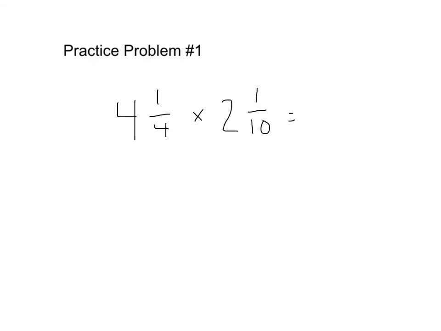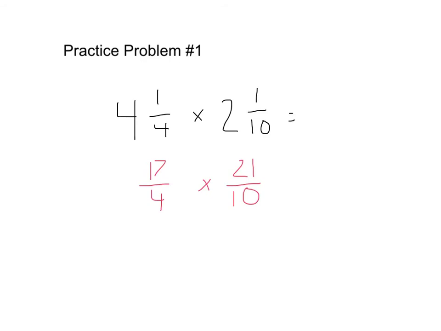Practice problems. Try this by yourself. First thing you need to do is change this into an improper fraction. 4 times 4 is 16, plus 1 is 17 over 4. Changing my 2 and 1/10 into an improper fraction, 10 times 2 is 20, plus 1 is 21. And 10 will stay as my denominator.